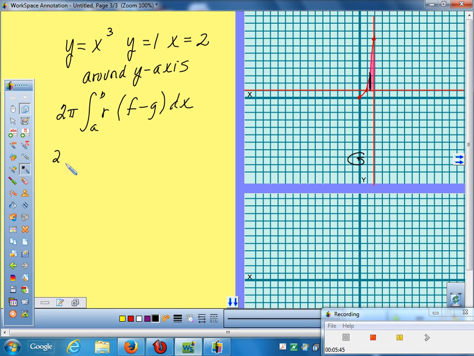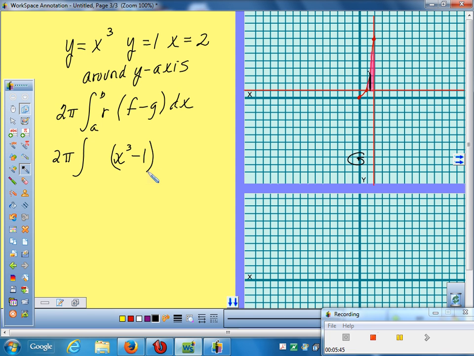Okay. I'm going to tell you to skip the radius for a moment. I need you to get the function minus function in there first. Because which function's on top of the rectangle, which function's on the bottom of the rectangle? Well, you have x cubed on top, minus 1. Yeah, the horizontal line is at 1. So we have x cubed minus 1. And then, okay, that's my functions. Now here's the radius.